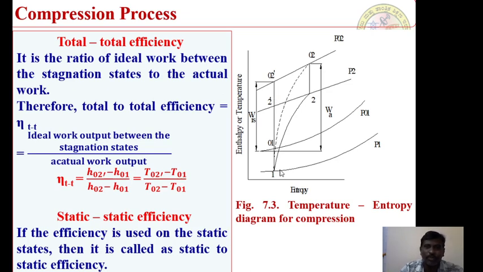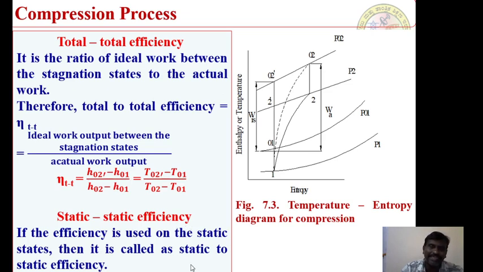So actual work output, when you see this actual work output, T02 is available with respect to that. So from T02, what is the difference, right? Up to T01, that is the total difference with respect to stagnation states. So H02 minus H01 or T02 minus T01, anything you can take, right? So that defines the total to total efficiency in a compression process.